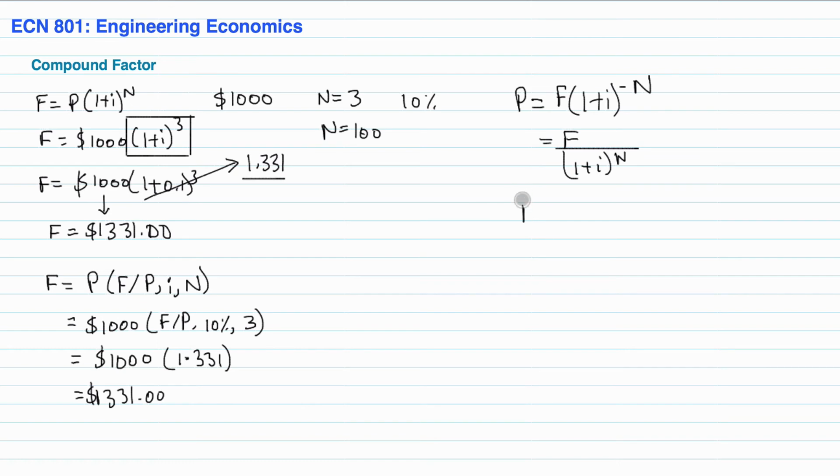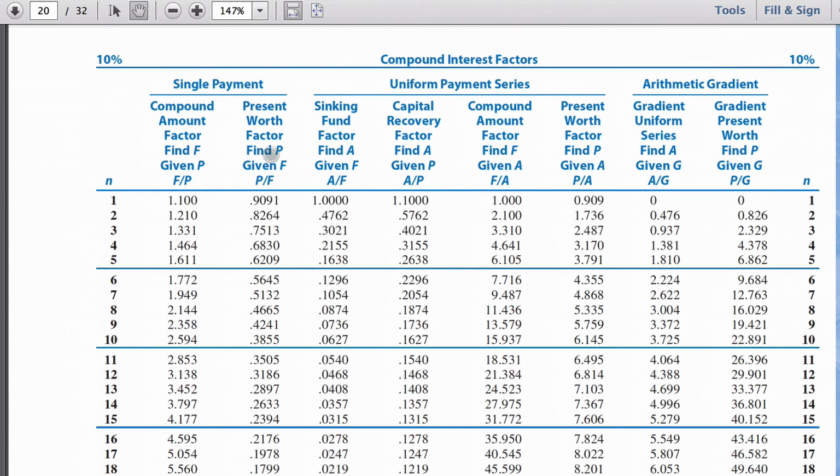So P would be written as, to find P we have F, and we need to multiply this F by P given F. We're trying to find P given F, 10% interest for 3 years. And we take our F, which is 1331, and we multiply it by a certain factor. Now the factor is P given F. So we are trying to find P given F, not find F given P. This can get confusing, so make sure you use the right column.